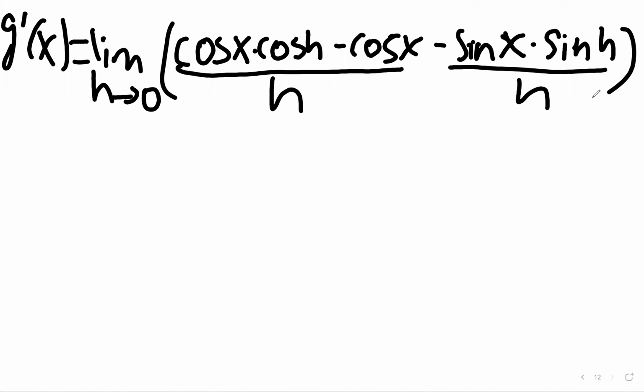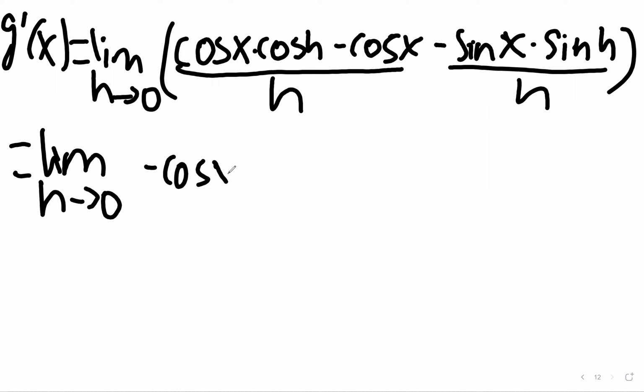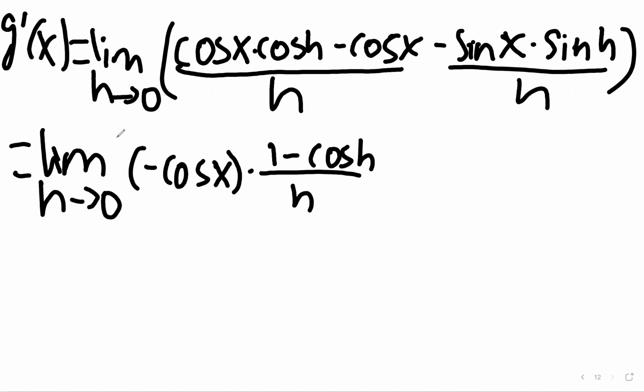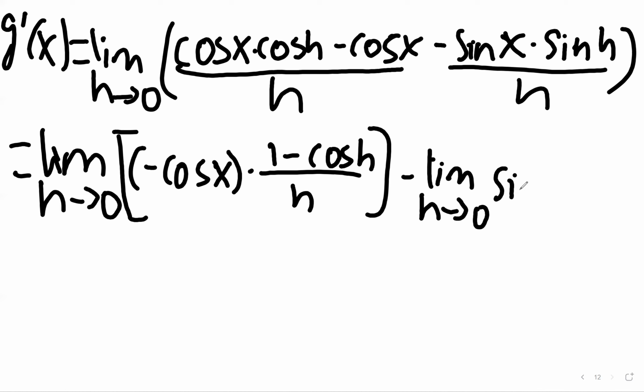And then I will obtain, the same as before, the limit as h tends to 0. We'll put minus cosine of x outside, and then multiply it by 1 minus cosine of h divided by h. So that's the first term. And then the second term: minus the limit as h tends to 0 of sine of x sine of h over h.